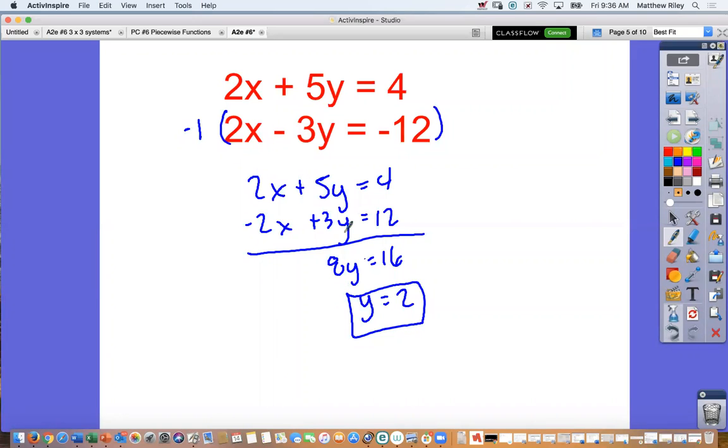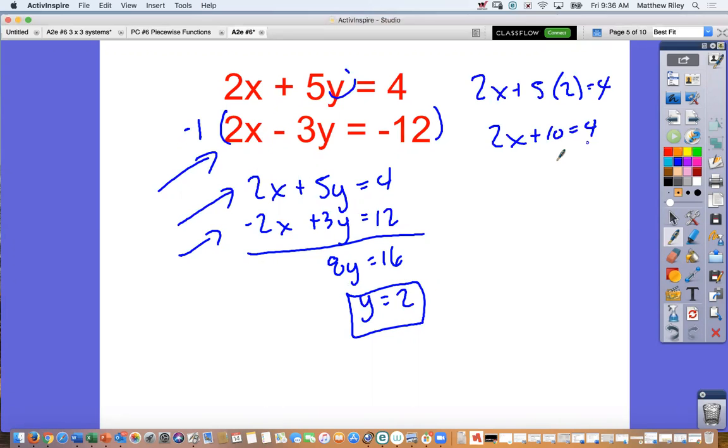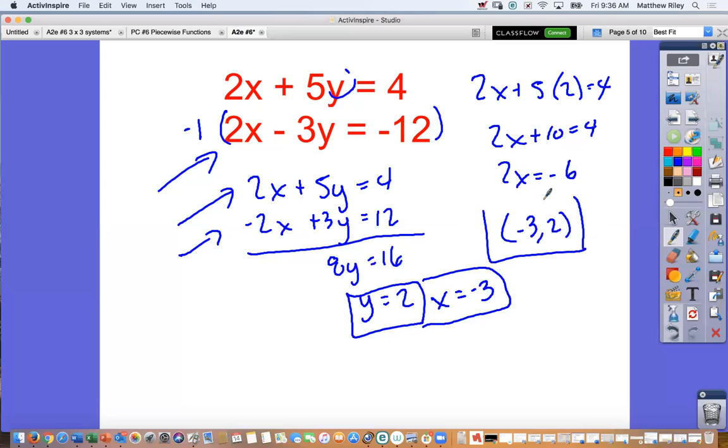Once I have a value for y, I can plug it into any one of these equations. It does not matter which one. I'll plug it into the top. Subtract 10, divide by 2, then write your answer as an ordered pair. Remember, it has to go x then y. So these two lines intersect at the point -3, 2. Any questions there?